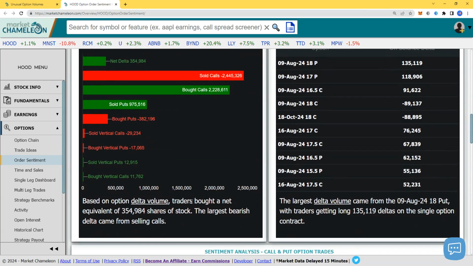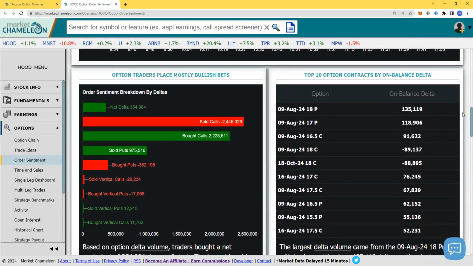Based on option delta volume, traders bought a net extra, so they're bullish. The largest bearish delta came from selling calls. Selling calls, okay, good to know. Very nice.